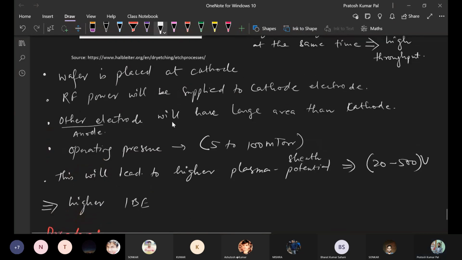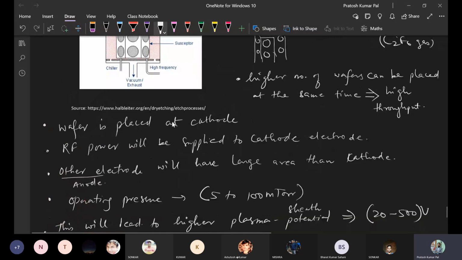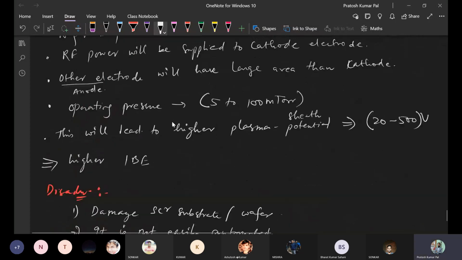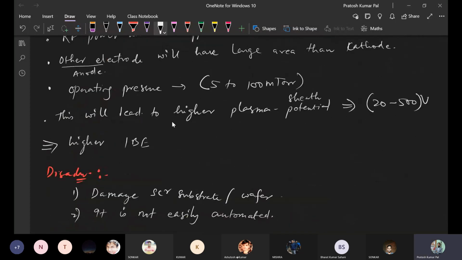And as it has high bombardment energy, it will give you the anisotropic type of etching. That means it will be directed in only one direction. That means it will be focused in one direction, so it will not be affecting the side walls. Okay, so it will provide an anisotropic type of etching.